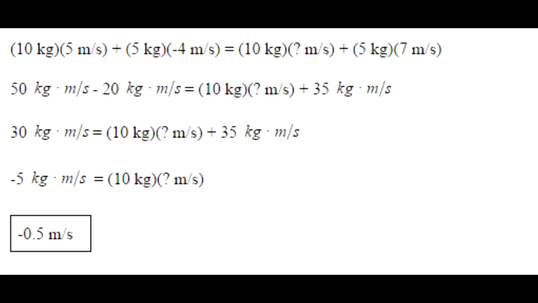We now subtract the 35 over, and we get negative 5 kilograms times meters per second is equal to 10 kilograms times the velocity we're looking for. To find our final solution, we can divide the 10 over under the negative 5, and we're left with an answer of negative 0.5 meters per second for our final velocity with regards to object 1.